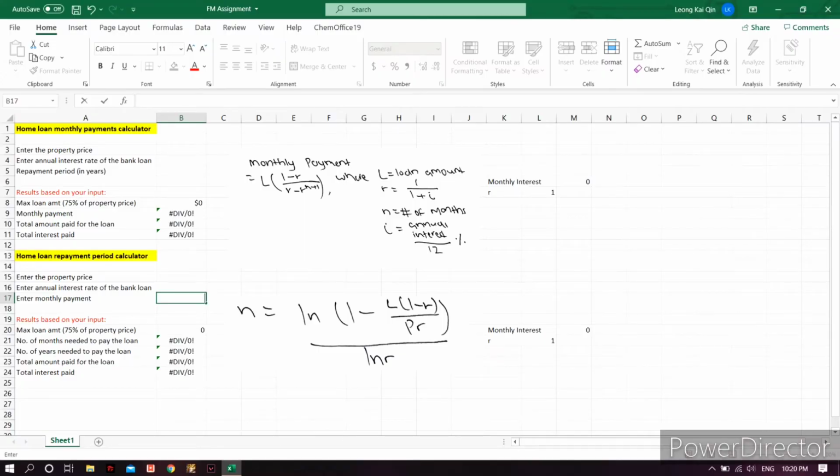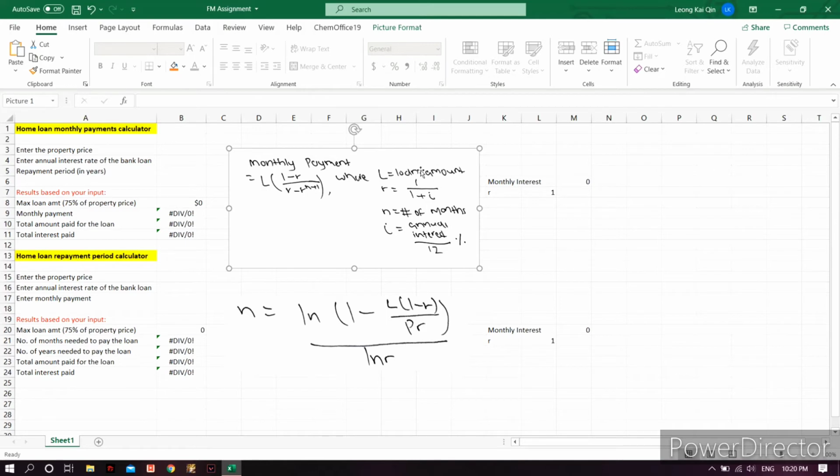My name is Ziying, and now I will explain the formulas I've used in Excel to calculate the monthly payment and the number of months needed to pay the loan. So, how do I calculate the monthly payment, and what formula did I use in Excel? As you can see in this picture, monthly payment is equals to L times bracket 1 minus R over R minus R to the power of n plus 1 close bracket.